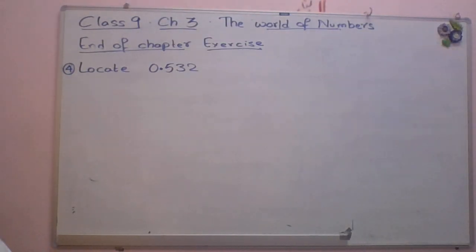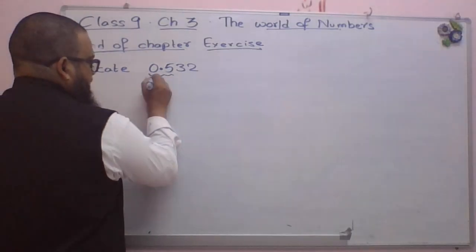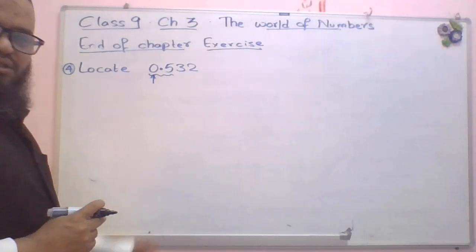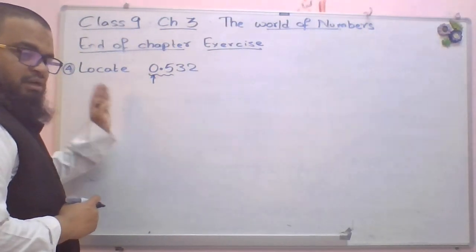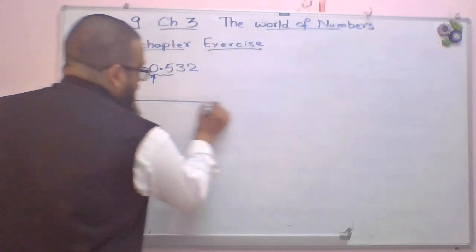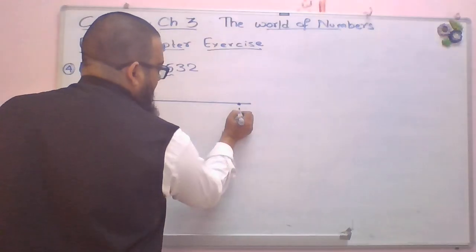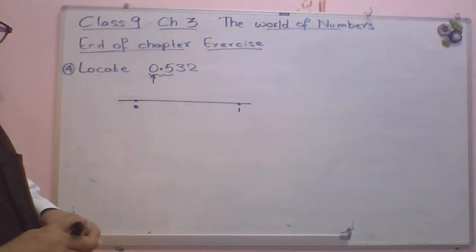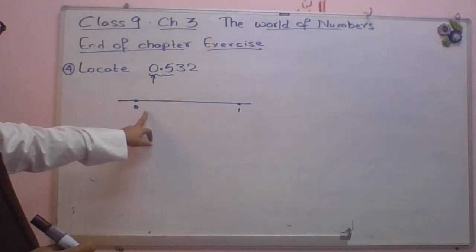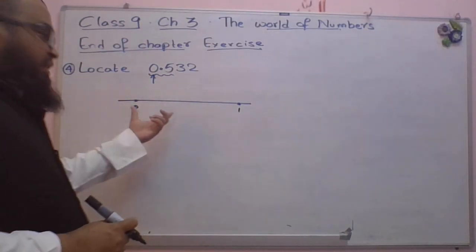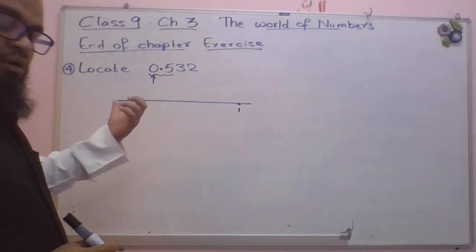See, by this decimal we can see that the whole part is 0, so that means the number is between 0 and the next whole part after 0, which is 1. So let us draw a number line. This is 0 and this is 1. How many decimal parts? Decimals is nothing but dividing the number into 10 parts. That is the concept of decimals.